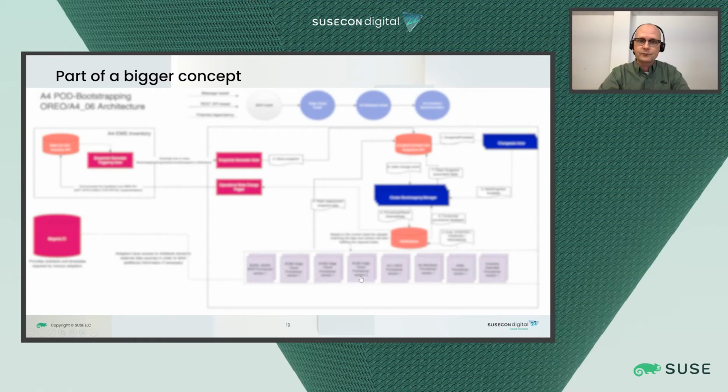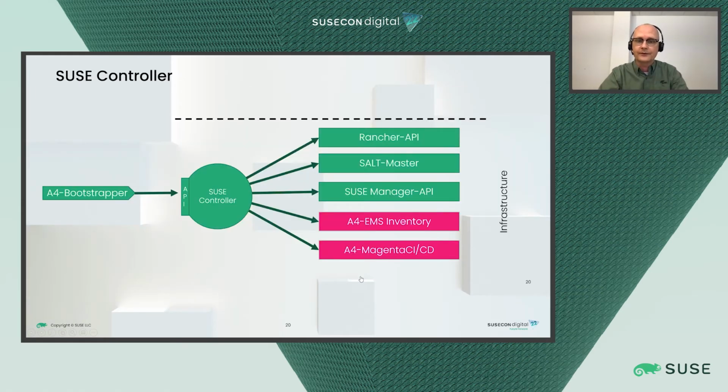And this box is responsible for translating the function of, okay, this has to be installed in the location, and maps this to the technical implementation. And this was the birth state of the so-called SUSE controller. So the SUSE controller is the abstraction layer between the function of the so-called A4 bootstrapper. The A4 bootstrapper is responsible for controlling the setup of the whole location, including the hardware and software components. And it's speaking to the SUSE controller in a functional way.